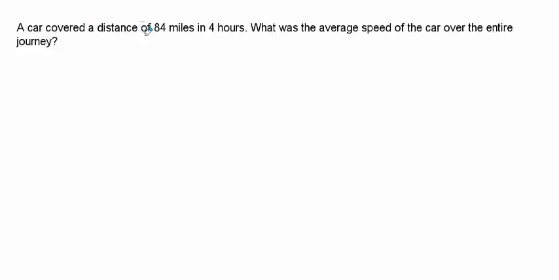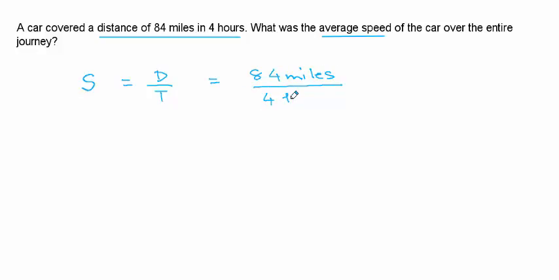A car covered a distance of 84 miles in 4 hours. What was the average speed of the car over the entire journey? Obviously, we need to use the speed formula because that's the unknown, given the distance and the time taken. The speed is equal to distance over time, which is equal to 84 miles over 4 hours. If you divide 84 with 4, you get 21. Therefore, the speed of this car is 21 miles per hour.